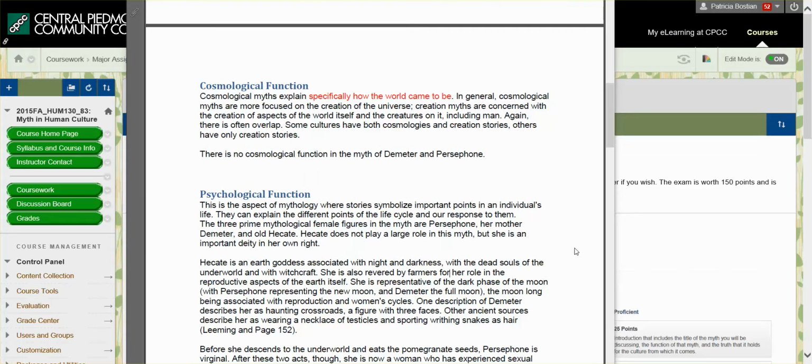A cosmological function is also very specific. Cosmological myths explain very specifically how the world came to be, not particular landscape features like mountains or trees, but how the whole world, the whole cosmology, the whole universe came to be. Some cultures only have creation stories which talk about where people and animals came from, and some have a wider cosmology where they talk about the universe being created or the world being created. In Demeter and Persephone, we have no cosmological function described.